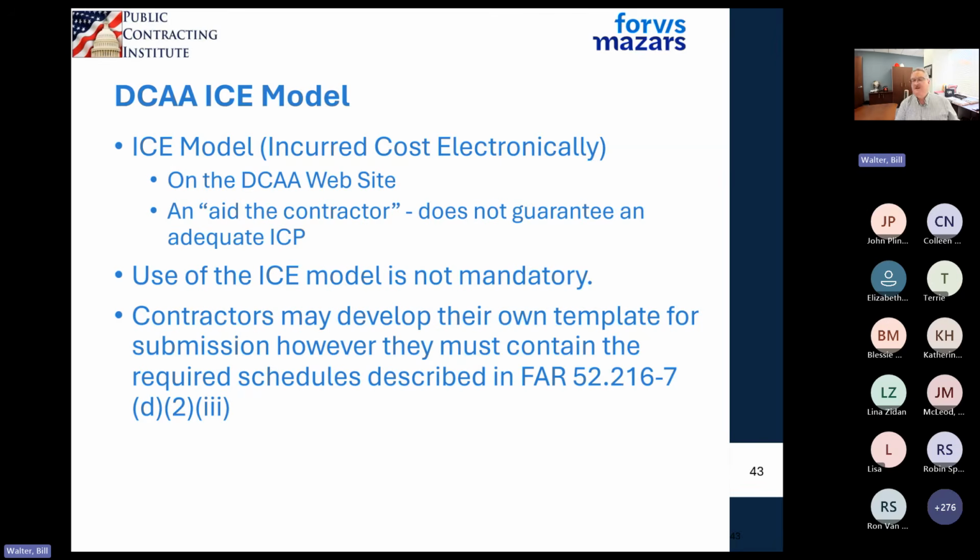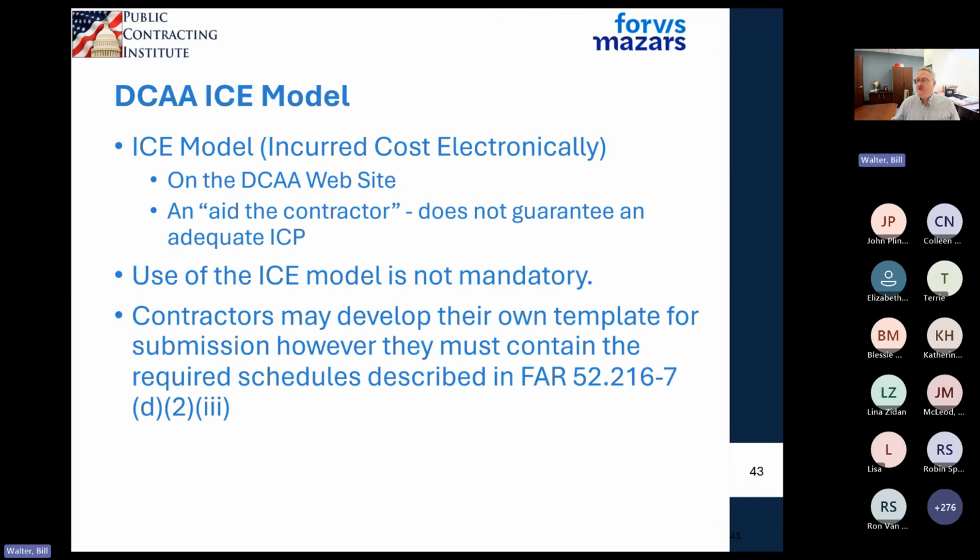So it's on the DCA website. I'm very clear to say it's an aid to the contractor. Nothing says you have to use the model. The schedules, the format are pretty straightforward. So it's not a bad thing to use. And so it's not mandatory. If you're a contractor, you can develop your own template following these same requirements.